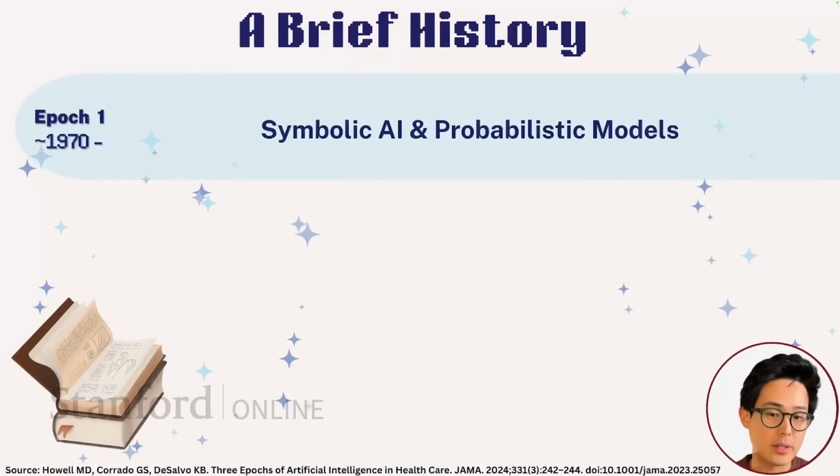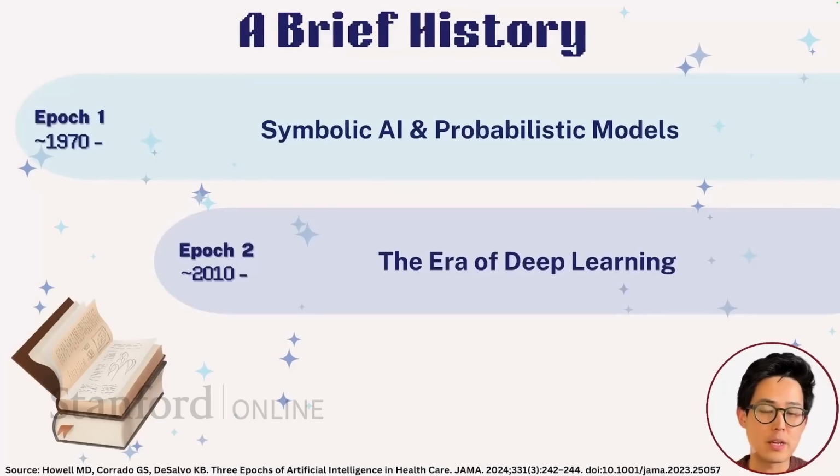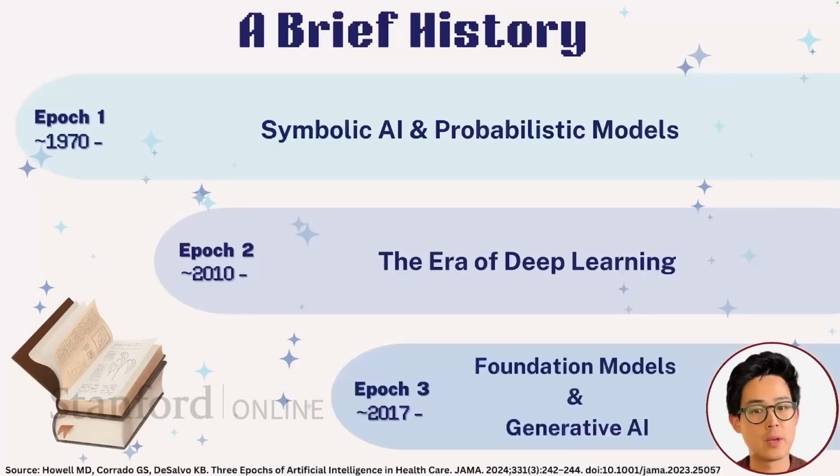Epoch 1 began around 1970 and represents the era of symbolic AI and probabilistic models. You can think of this as rules-based models. Epoch 2 began in earnest around 2010, representing the era of deep learning, and this is what we now refer to as traditional machine learning, or ML for short. And finally, Epoch 3, the topic of today's discussion, is large language models and generative AI, which was first described in 2017 and brought into the public zeitgeist in around 2022 with OpenAI's release of ChatGPT.